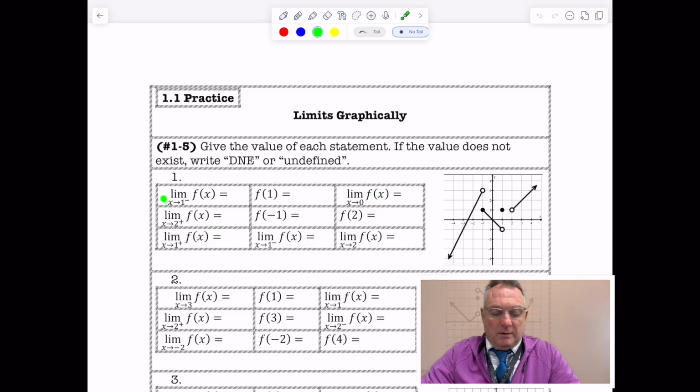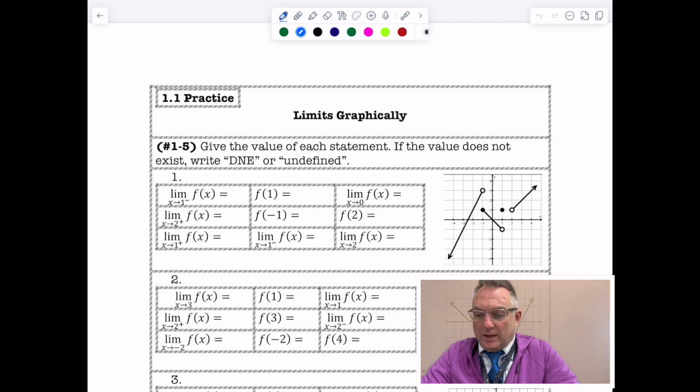It's asking for the limit as x approaches 1 from the negative side. That means as it's approaching from the negative side. So let's look at this graph where x is equal to 1, which is right here. And as it approaches from the negative side, it's approaching this value. Even though it's not equal to negative 1, it's approaching negative 1. So that's negative 1.